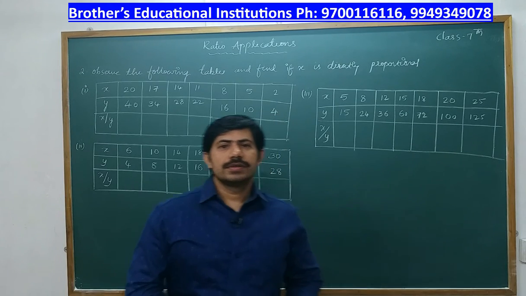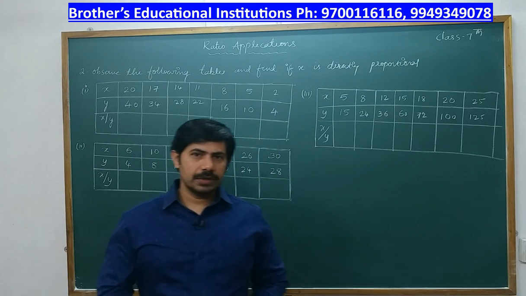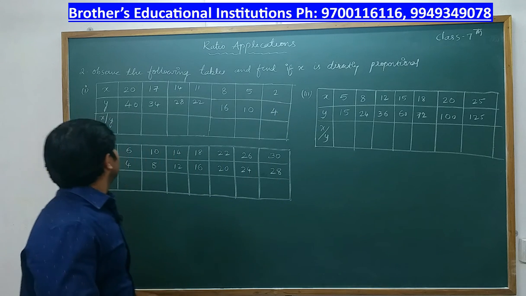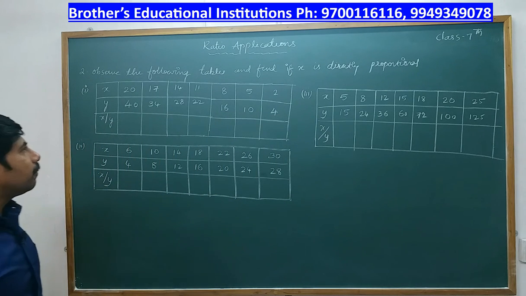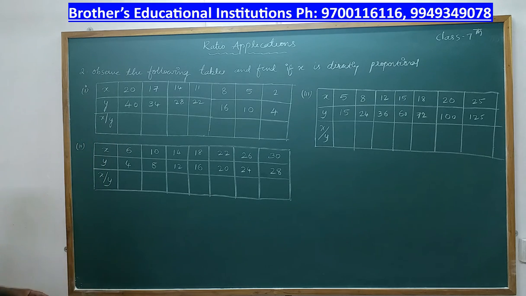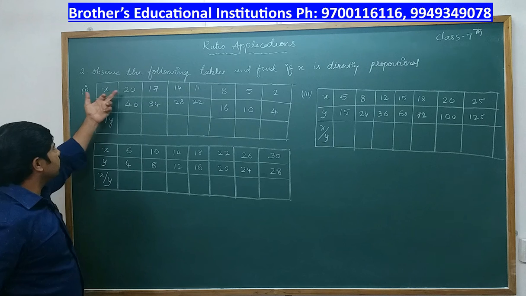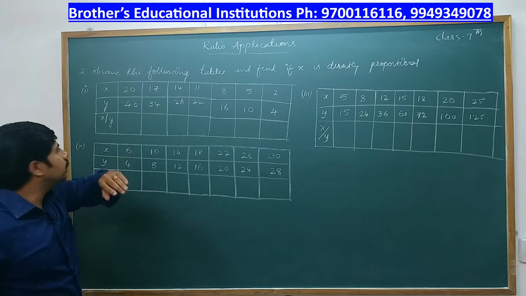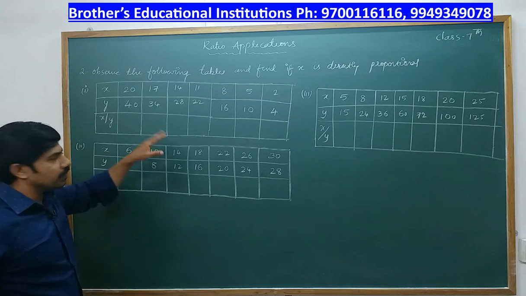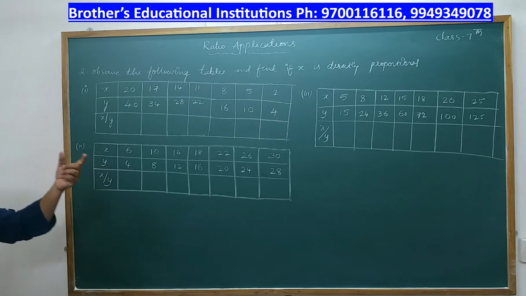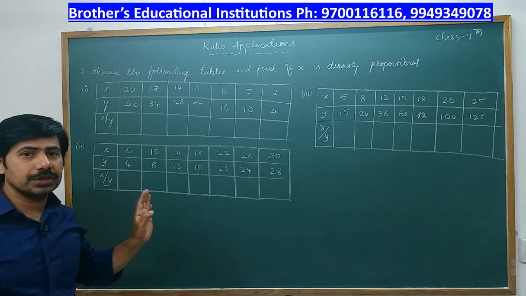Welcome back. So we are doing the problems on direct proportion. So we continue the class. Observe the following table and find if x is directly proportional to y. Now in this table, x is given as 20, 17, 14, 11, 8, some different values they have mentioned. Similarly in case of y also we have different values. Now from these two, by observation we have to tell whether x is directly proportional or not.